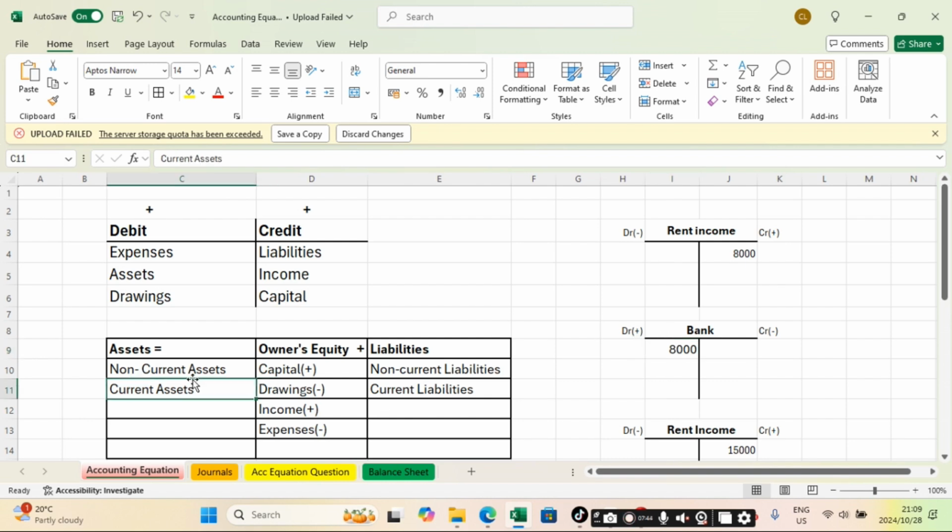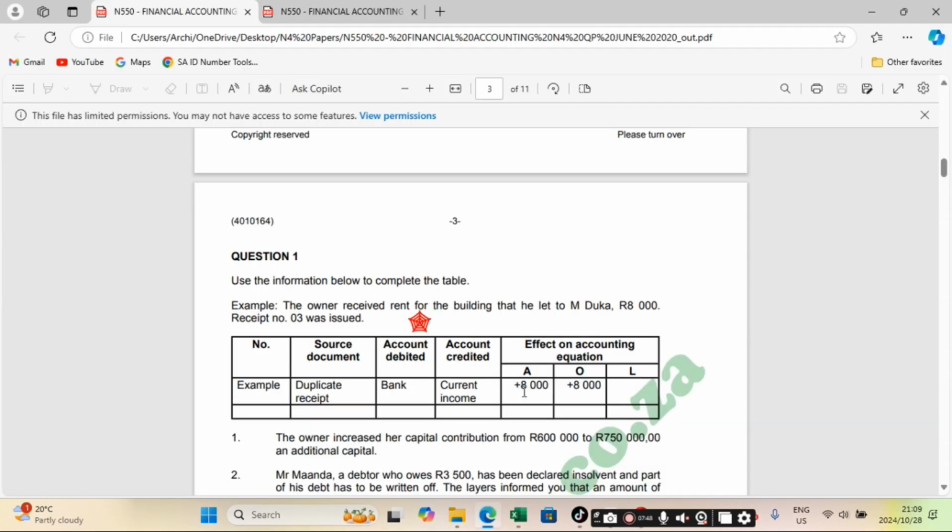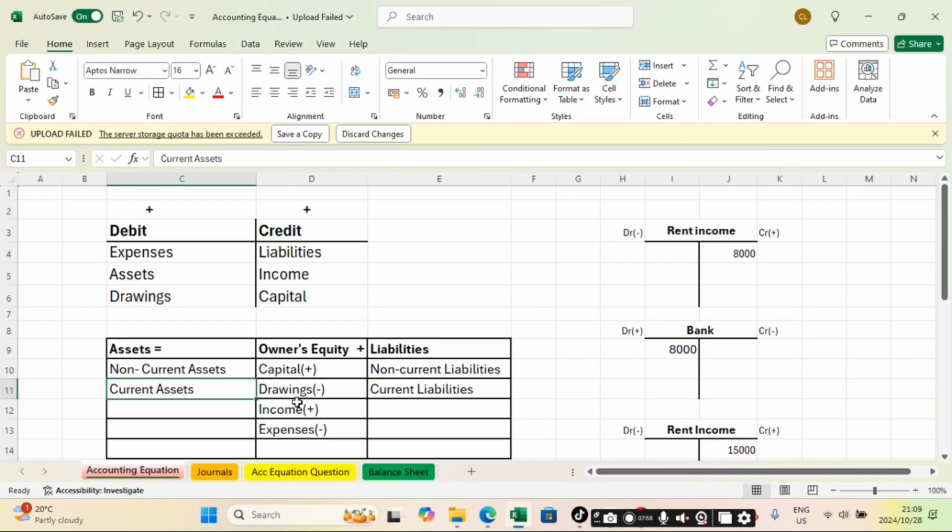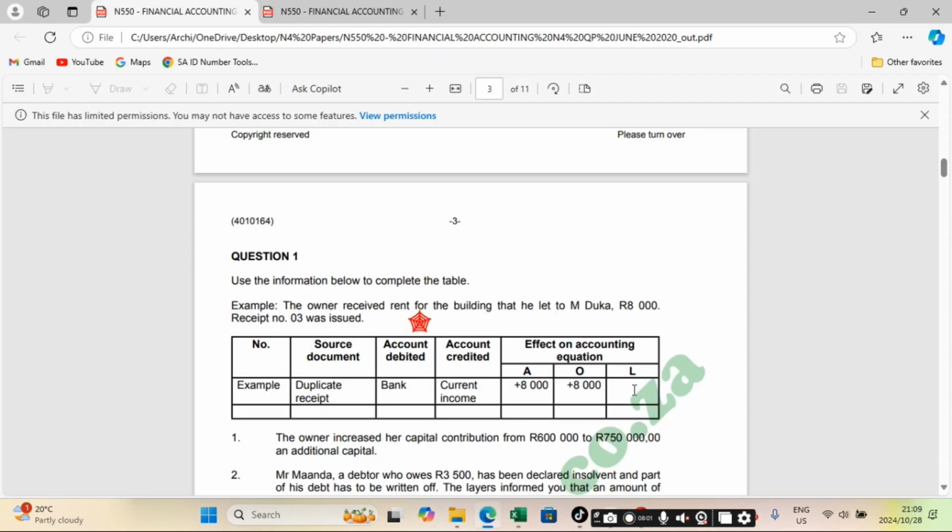So it's going to affect our asset section positively. Hence why here we have that plus 8,000, because our assets are increasing. Owner's equity, we have plus 8,000. Reason being, our income affects the owner's equity positively. And then the liabilities will not be affected. I hope that made sense.